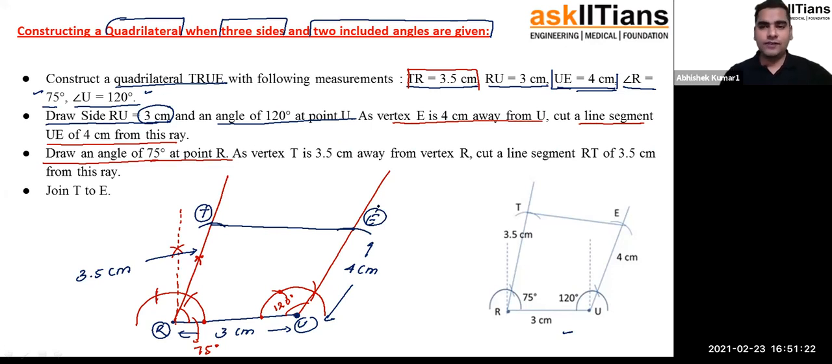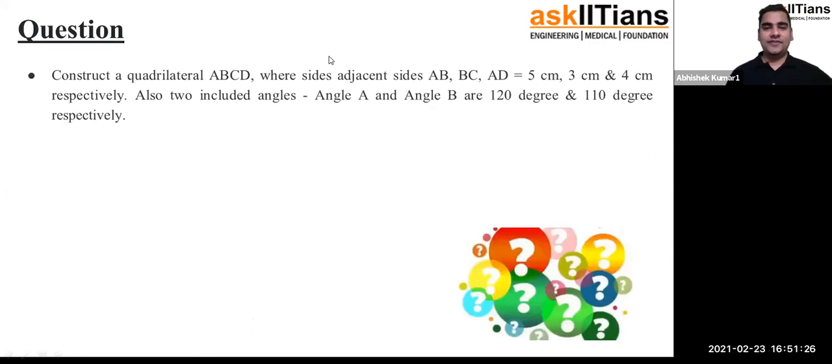Then I think we should have one more problem on this, isn't it? Let's see one more. What we have here, we have to construct a quadrilateral ABCD. Adjacent sides AB, BC, AD are 5, 3, and 4 centimeter. Angle A and angle B equal 120 and 110 degree.